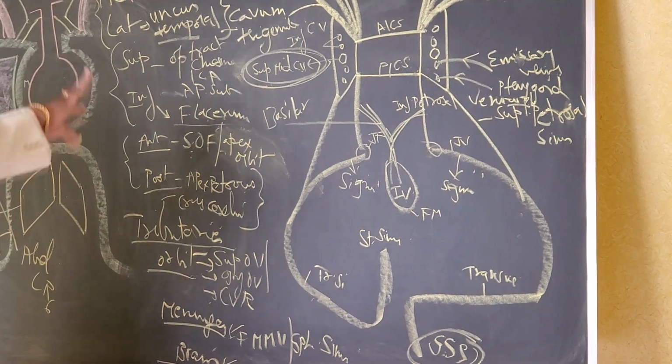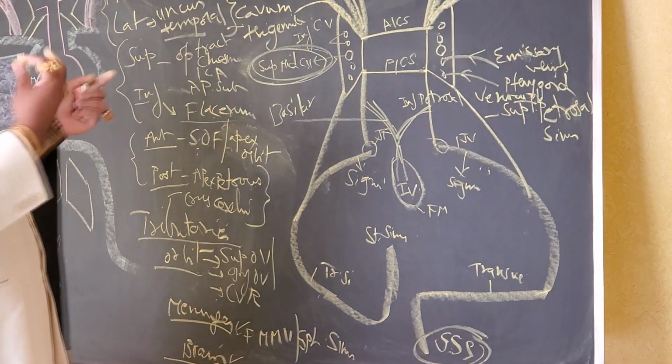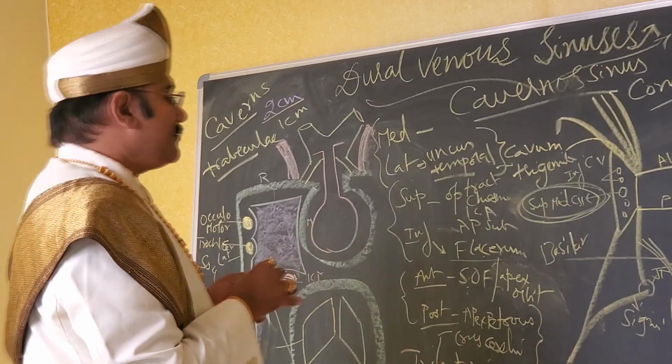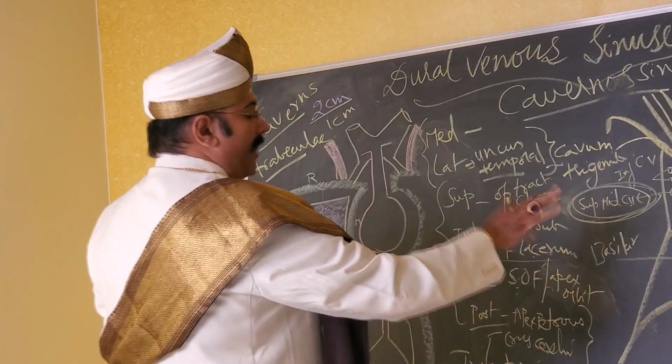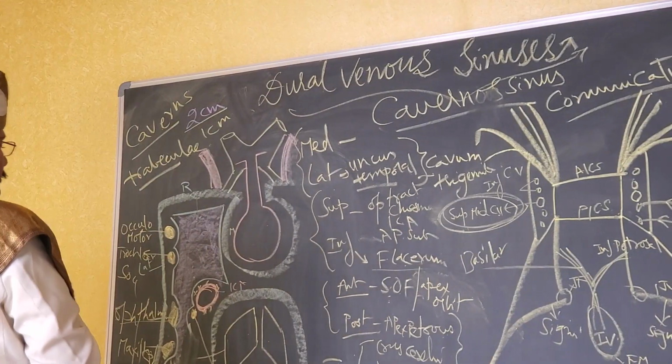This is just a line diagram, for you to understand what exactly is the pattern of communication. This diagram shows the different communications of the cavernous sinus.